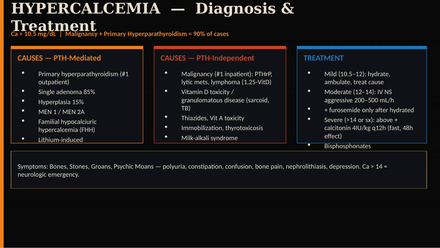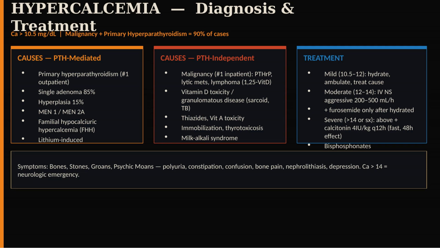PTH-mediated causes, high PTH driving it, include primary hyperparathyroidism, usually a single adenoma, then hyperplasia, the MEN syndromes, familial hypocalciuric hypercalcemia, and lithium. PTH independent, where PTH is appropriately suppressed, is led by malignancy through PTH-RP, lytic mets, or lymphoma making active vitamin D, then vitamin D toxicity, and granulomatous diseases like sarcoid and TB, thiazides, immobilization, thyrotoxicosis, milk alkali.